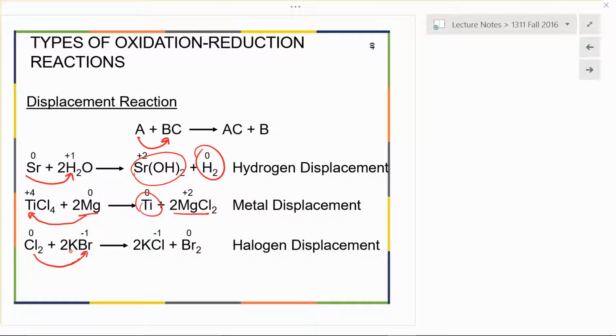We consider these to be single displacement reactions. Okay? And also with hydrogen displacement, you often get that if you're reacting a metal with an acid. It will displace the hydrogen of the acid and produce hydrogen gas.